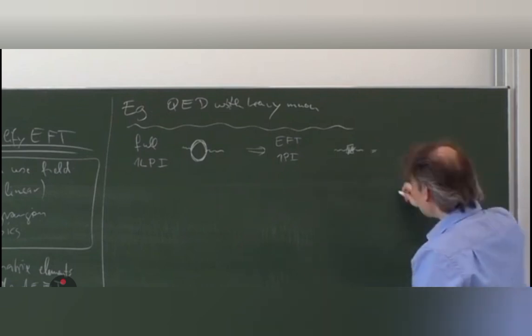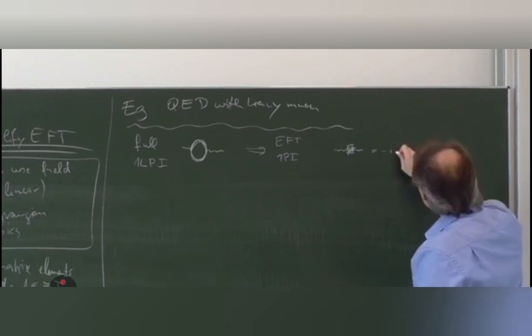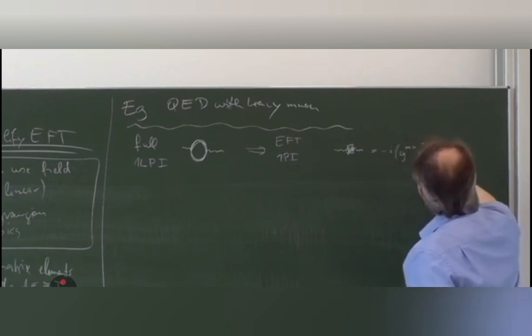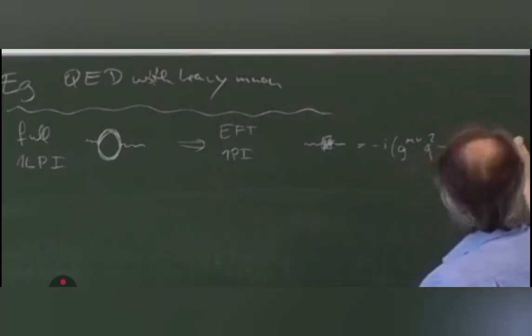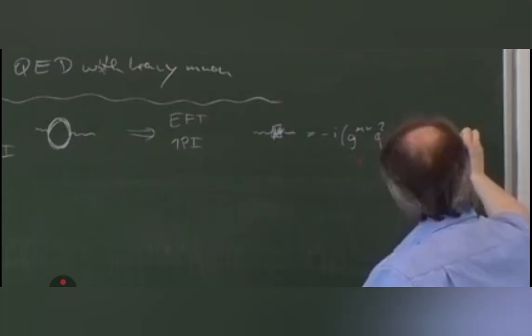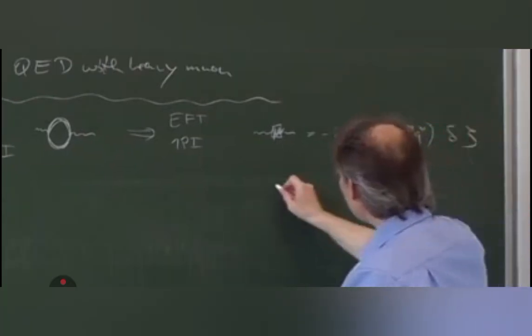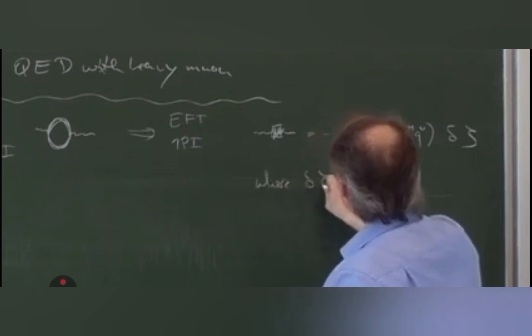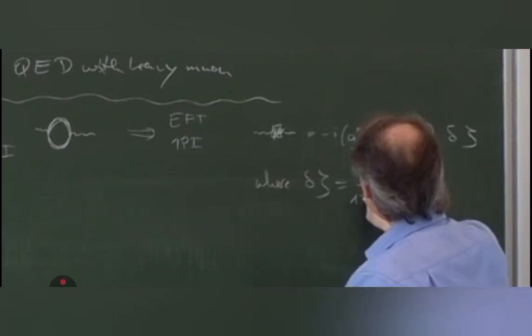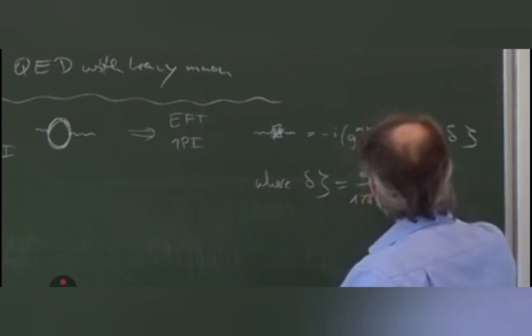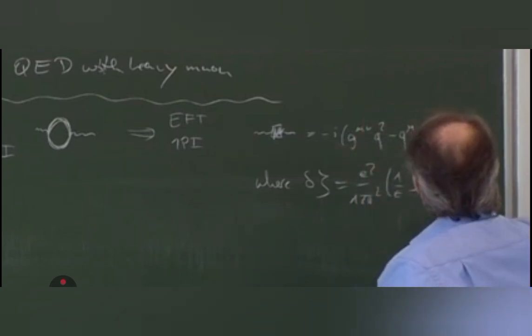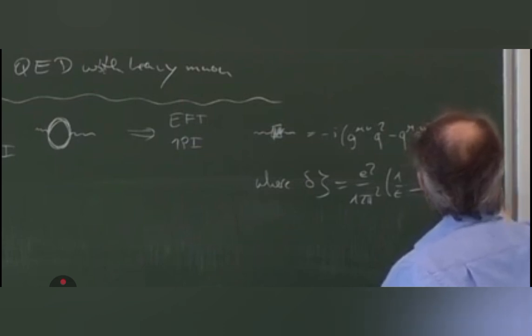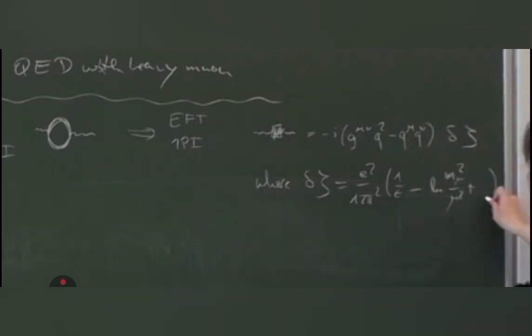Just to be clear, what was the Feynman rule? It was minus i g^{μν} q² minus q^μ q^ν times, let's say, let us call it δζ, where δζ is given by e² over 12π² times 1/ε minus ln(m²/μ²) plus higher order terms, but let's ignore them for now. Also in the exercise, we ignored the higher order terms.